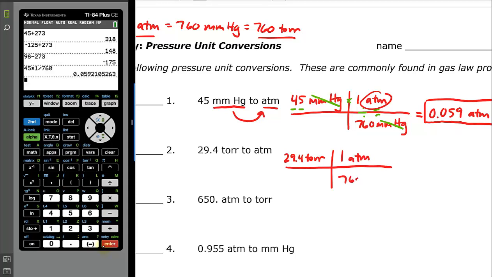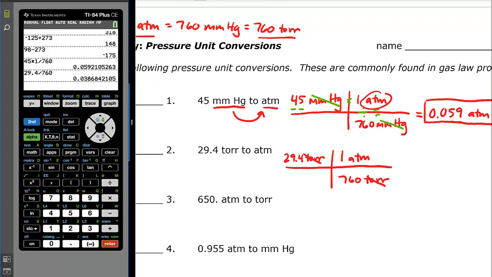This is an equality statement. 1 atmosphere equals 760 torr. So I can put that in there and use it. And I punch that in my calculator, 29.4 divided by 760. Again, you can leave the times 1 out because, of course, that doesn't matter. So 29.4 divided by 760 gives me an answer of 0.03868, and so on. Again, we're going to round that off because 29.4 has 3 significant digits in it. My answer should too, so I'm going to round that off to 0.0387 atmospheres. Boom. Okay, that's the idea.